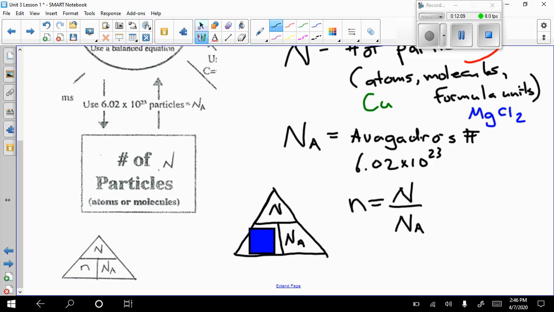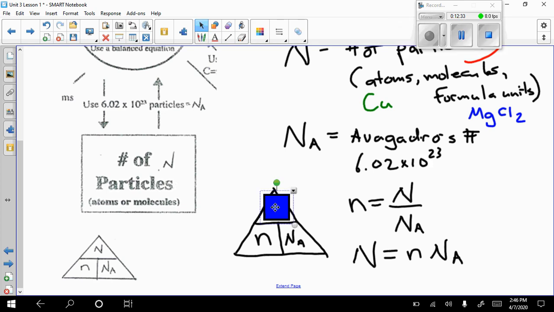Okay. Look at this. If I was interested in calculating the number of particles, I would cover up capital N, and the formula is the number of moles times Avogadro's number. So I could simply write another formula I have: capital N is equal to n times Na. And so look at this. Just by this one triangle, I have got two different formulas.